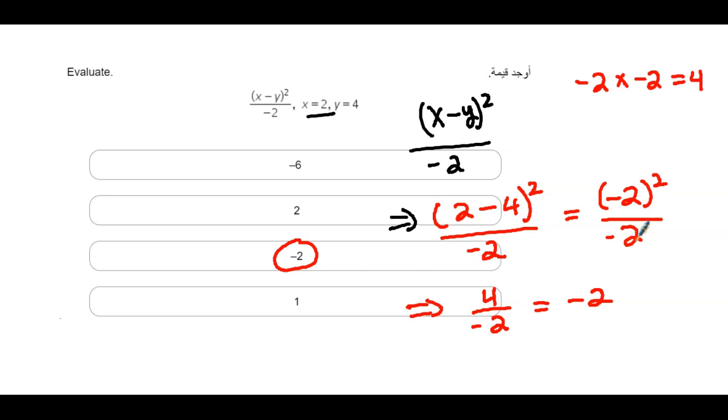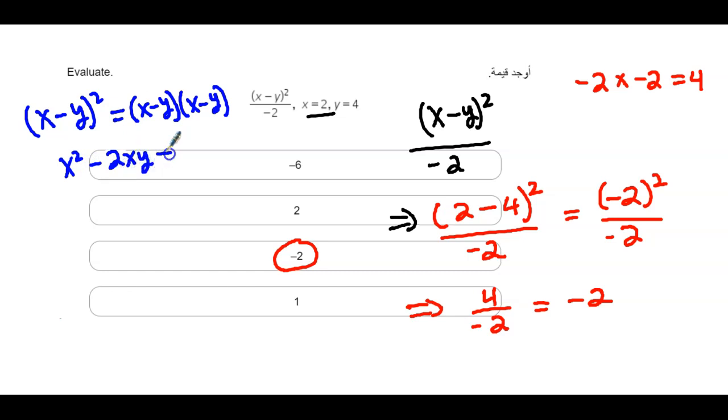If you want to be a little bit more technical and you say, oh, you want to expand this one, you want to write this one twice, which is that, and then that. If you do that, you're going to get x squared minus 2xy plus y squared. Now, some people might try that. If there was another variable here, then I would advise you to do that. But even if you do this one, you will still get the same answer. So here is all divided by negative 2.